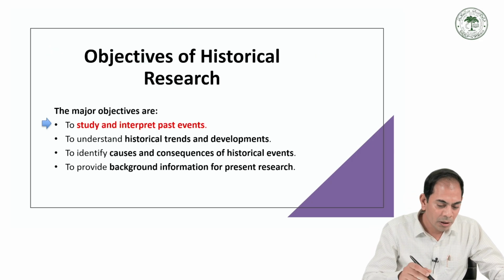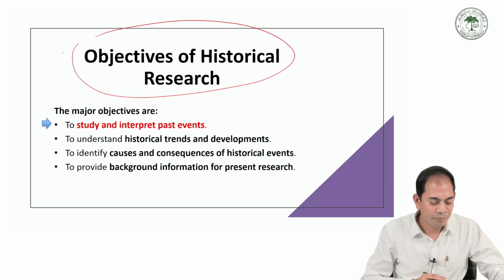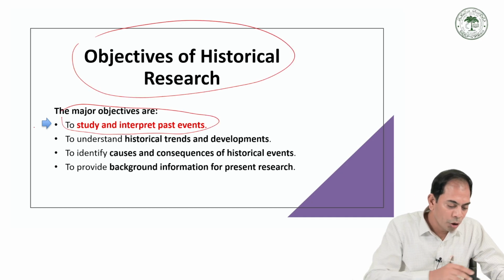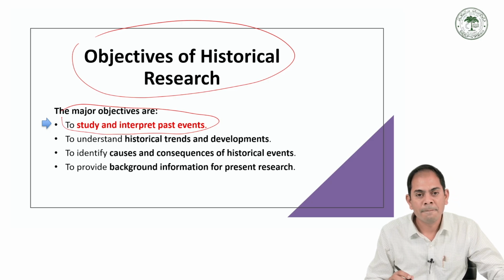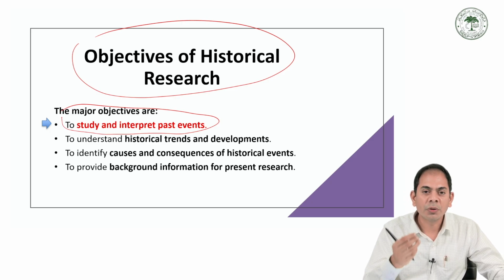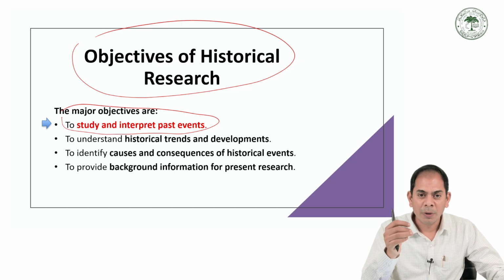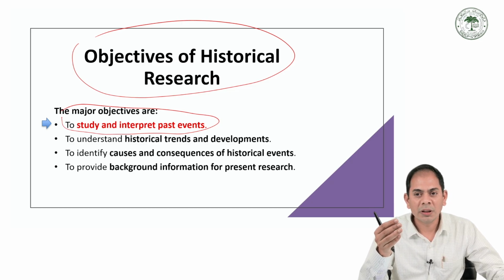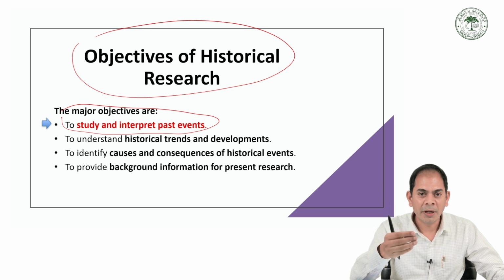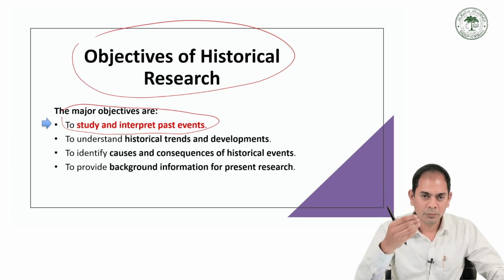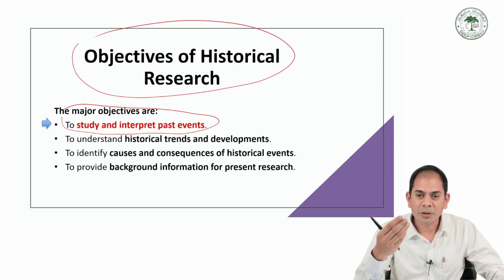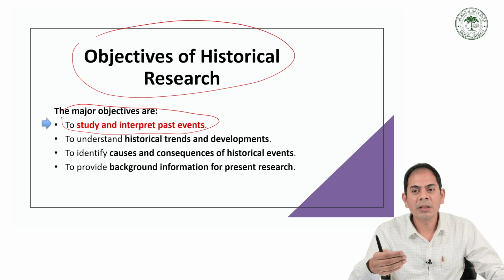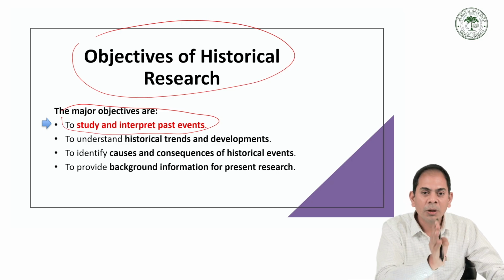Next important thing is the objectives of historical research. The first objective of historical research is to study and interpret past events. As we know, historical research generally focuses on past events. But my dear learners, the first objective is to study and interpret the past event. The researcher carefully examines past records, historical records, documents, and evidence to understand what happened in the past and explain those events scientifically.